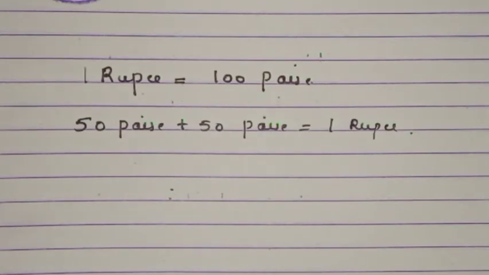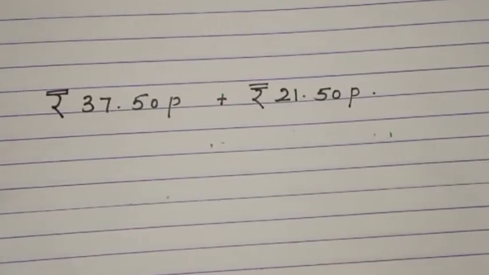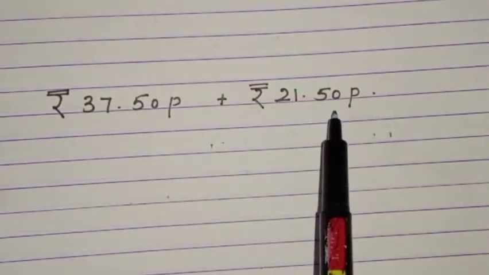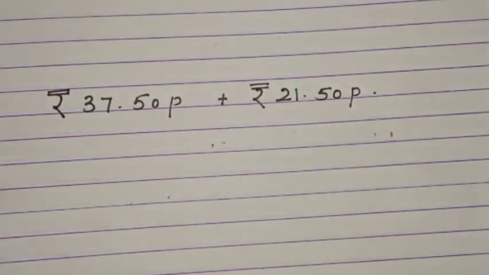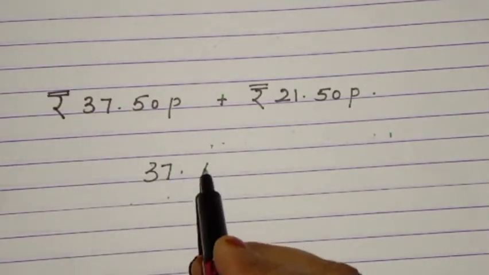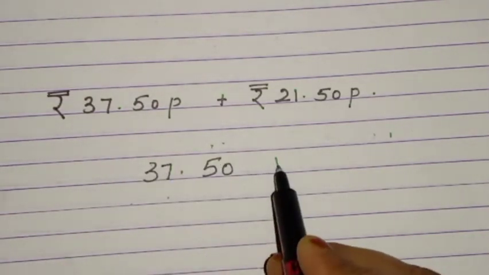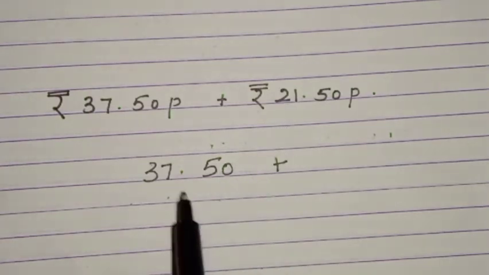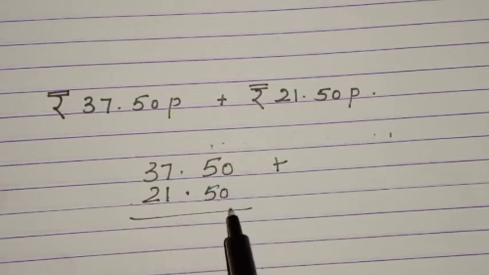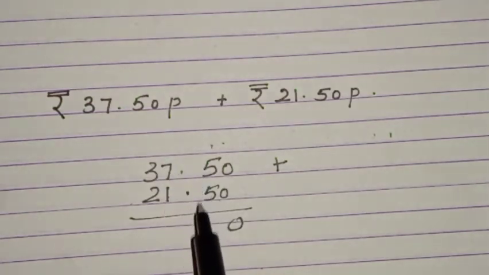Then we can add some amount. 37 rupees 50 paise plus 21 rupees 50 paise. You want to add these two amounts. Before I add, first you write here 37 rupees 50 paise, plus here 21. We write 21 below 37. Then you can add these numbers. How will you add? 0 plus 0, 0. 5 plus 5 is 10. If there is a balance, you take 1 here.